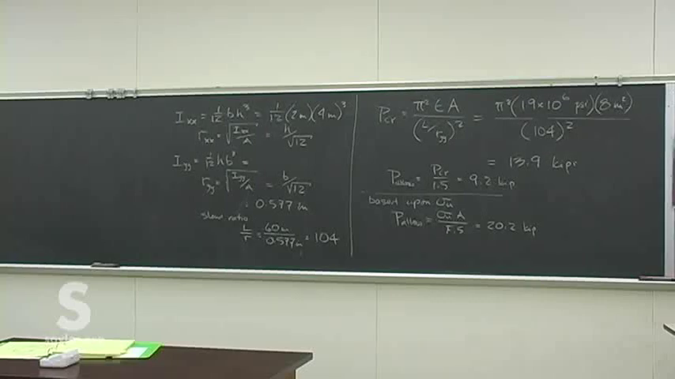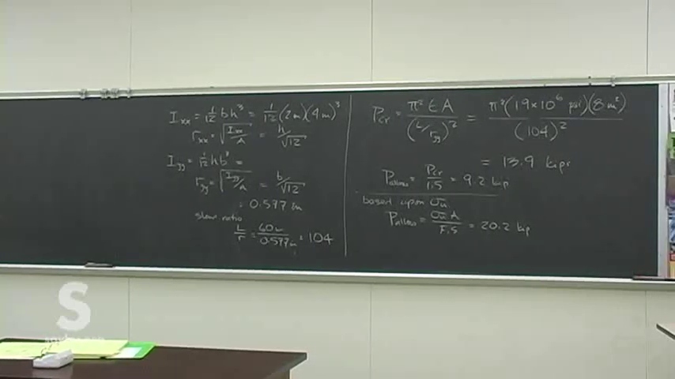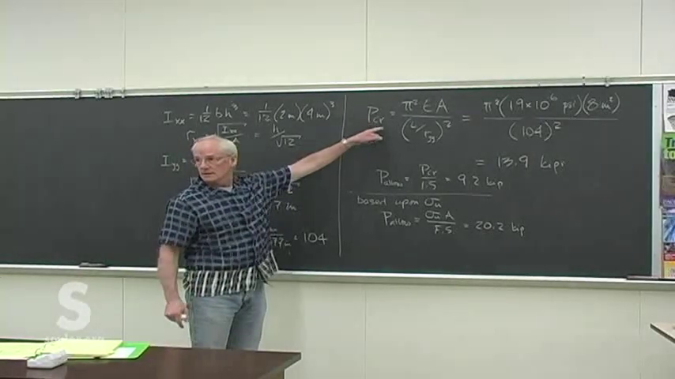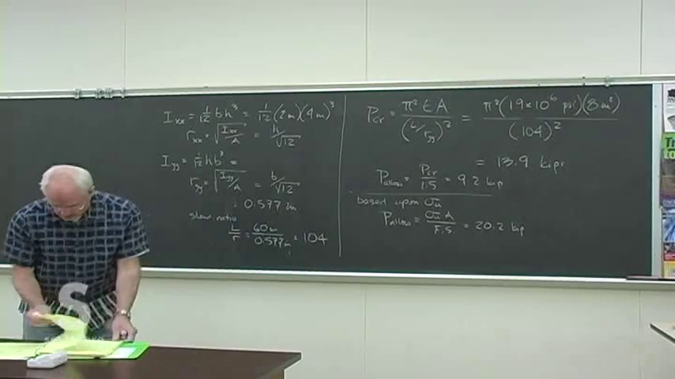Where did that question come from? The critical equals pi squared over what? This one? Yeah. Where'd that come from? Yeah. It's right here on my notes.